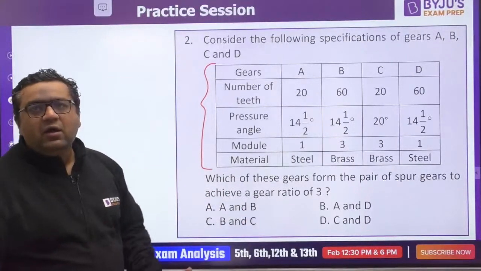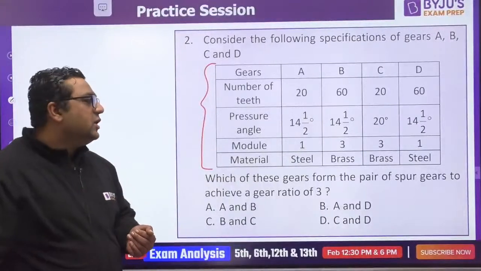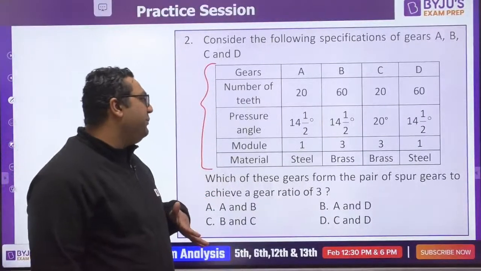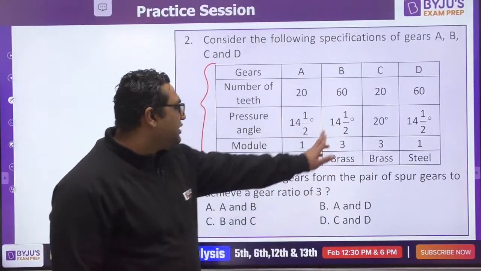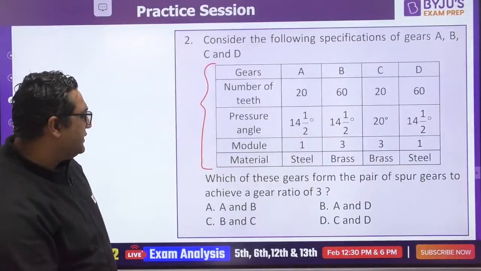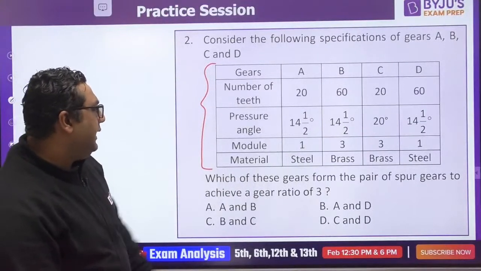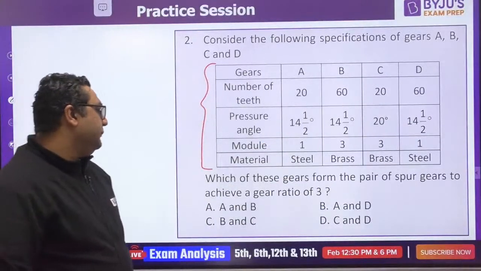You know that for mating gears, modules are always same. Very good. So when modules are same, it simply means that either you can have a connection between A and D, or you can have a connection between B and C. Let us see how many of you give the right answer for this. A and D or B and C.